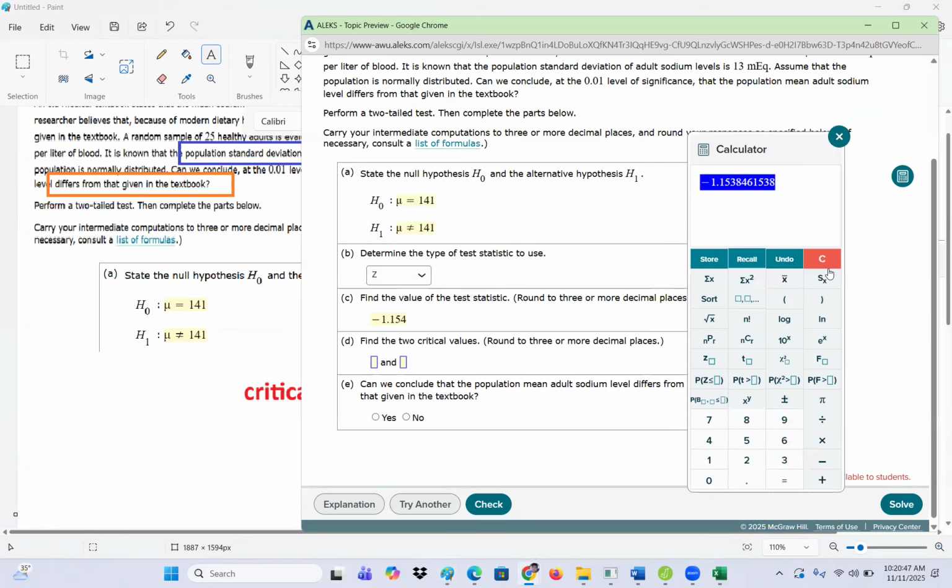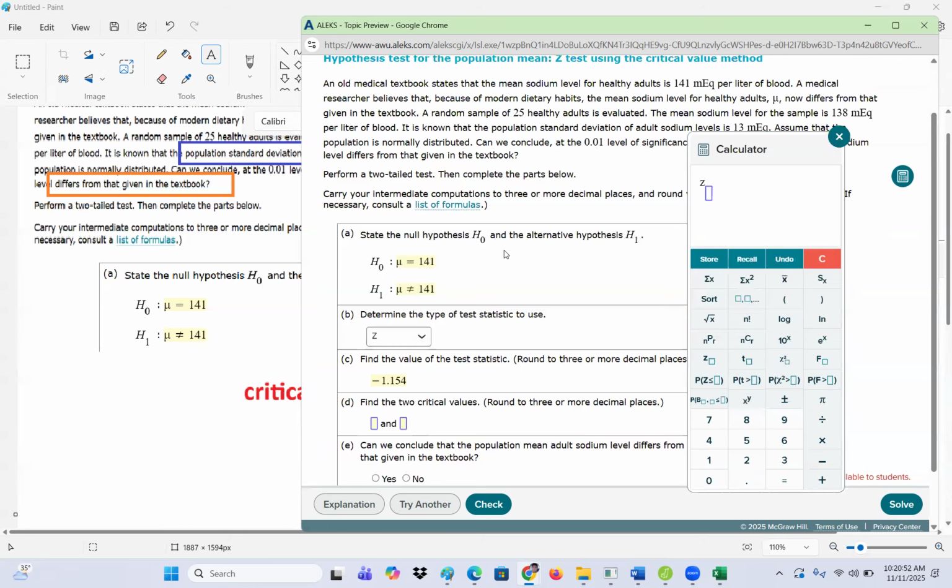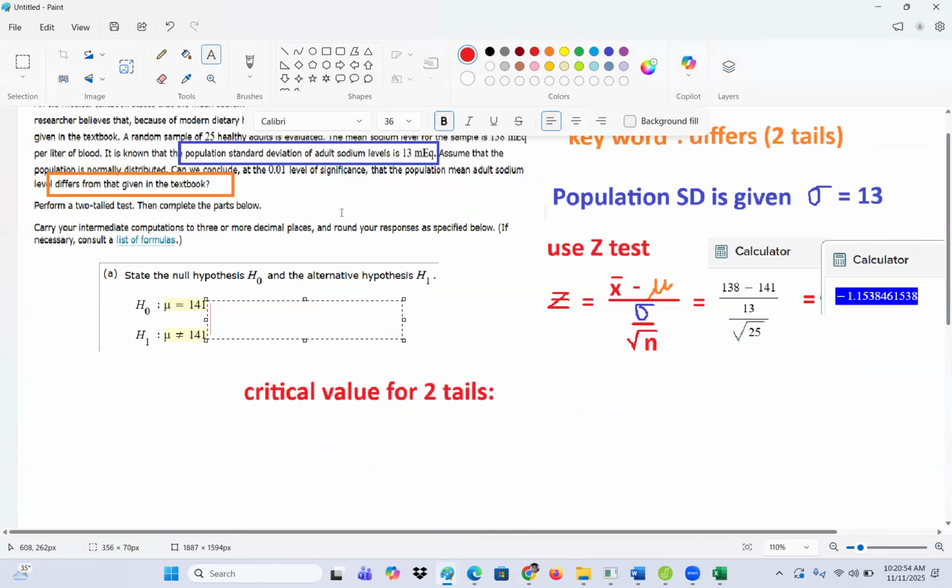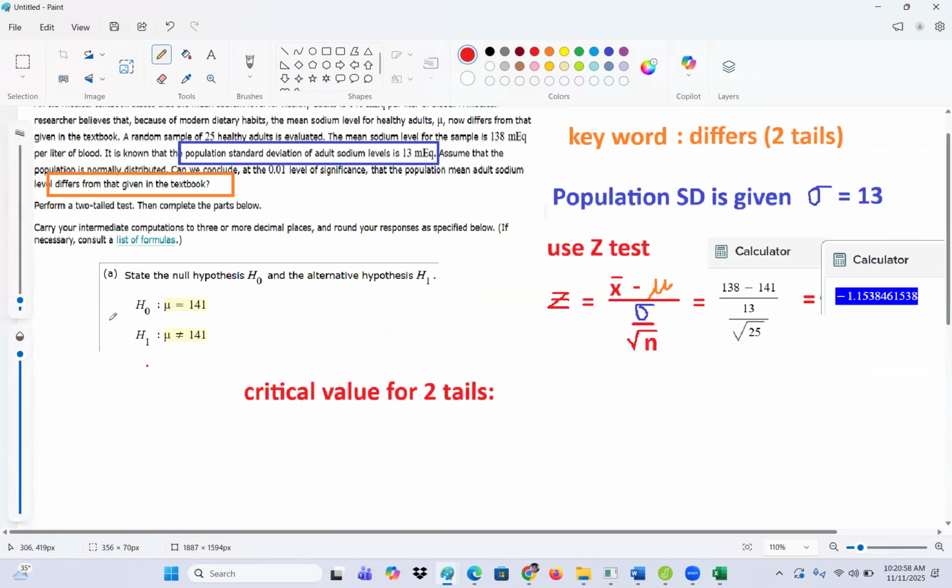So we're gonna start with the z-score. Okay, so we look at the alpha. The alpha was given as 1%, the significance level.